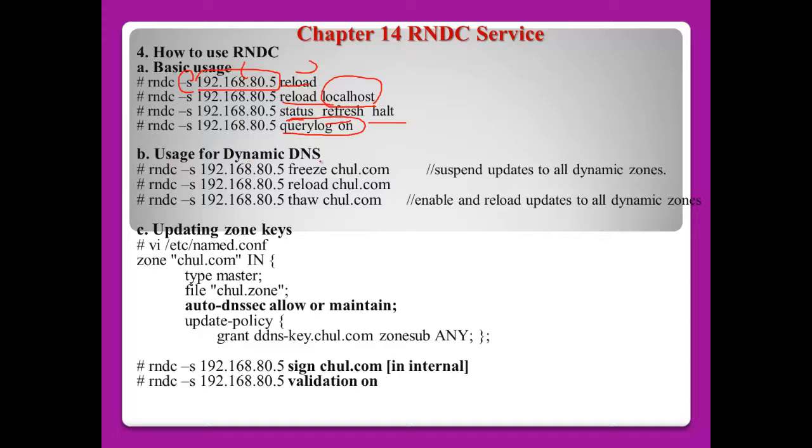You see, for dynamic DNS, in the previous video, I already introduced the meaning of the dynamic DNS update. So in this case, in my case now I'm using this char.com zone, this is the dynamic zone. If we want to update this zone, first freeze and the zone name, and after that reload char.com. If we use freeze, it means suspend updates to all dynamic zones, and after that reload this zone, it means enable and reload updates to all dynamic zones.